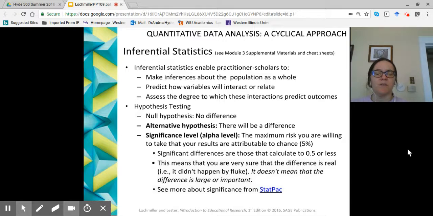So inferential statistics. Now, take a look at Module 3 in the supplemental materials there, little cheat sheets for you. And this is where things get complicated for me.